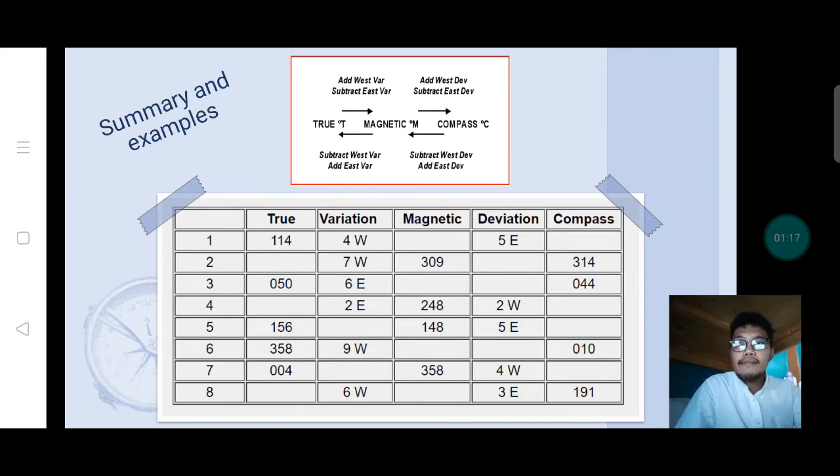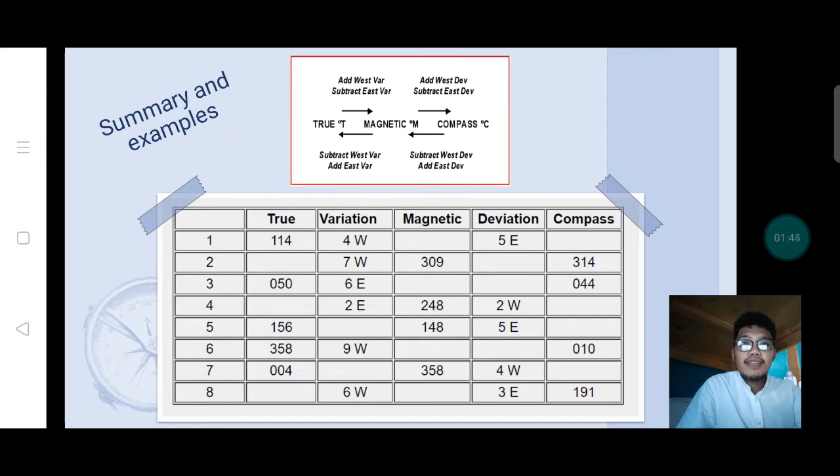So number 1, the true bearing is 114 and the variation is 4 degrees west. So we will add it. 114 plus 4 is 118, so the magnetic bearing will be 118. And the deviation is 5 degrees east, so the direction is east, so we will subtract.